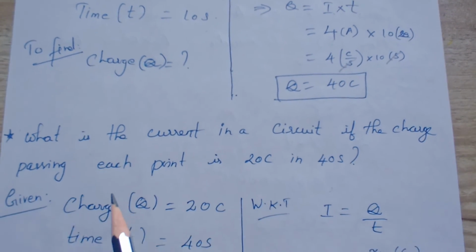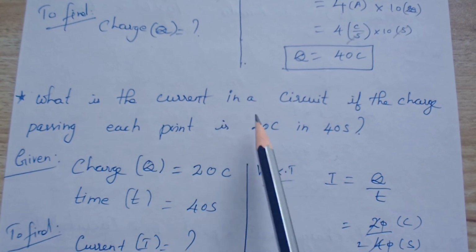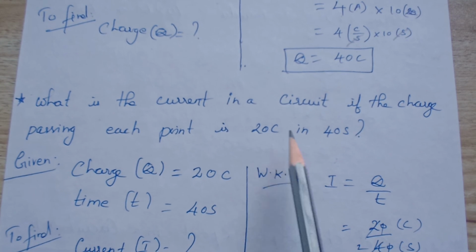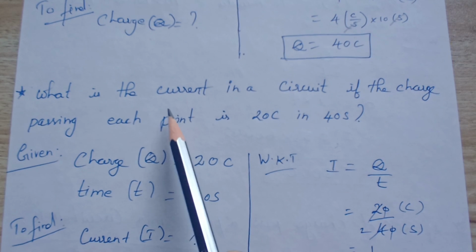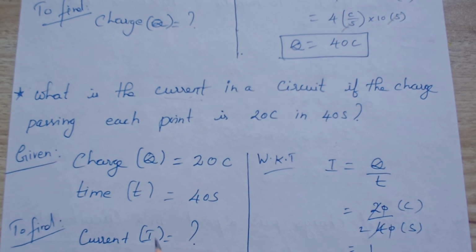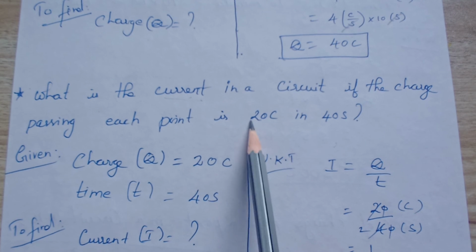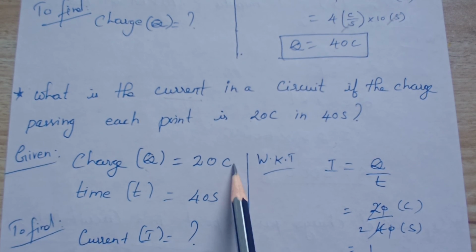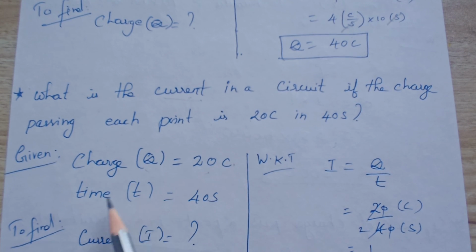Next, what is the current in a circuit if the charge passing through each point is 20 coulombs in 40 seconds? We need to calculate the current. How much charge is passing? 20 coulombs of charge. And in what time? Time is 40 seconds.